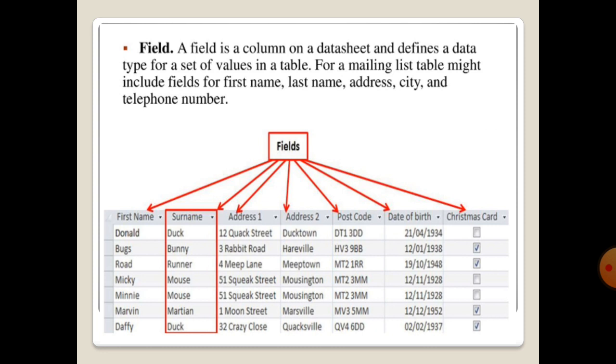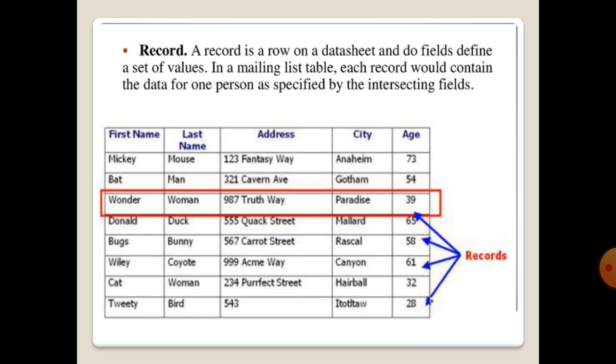Field. A field is a column on a data sheet and defines a data type for a set of values in a table. For a mailing list, a table might include fields for first name, last name, address, city, and a telephone number. Record. A record is a row on a data sheet, and the fields define a set of values. In the mailing list table, each record would contain the data for one person, as specified by intersecting fields.